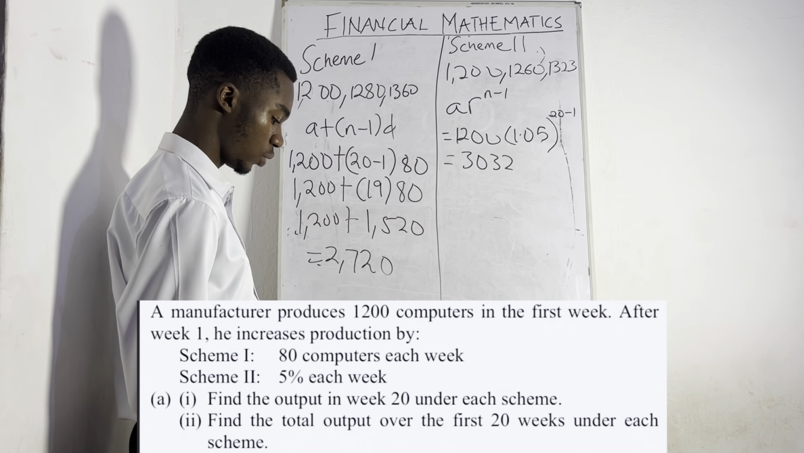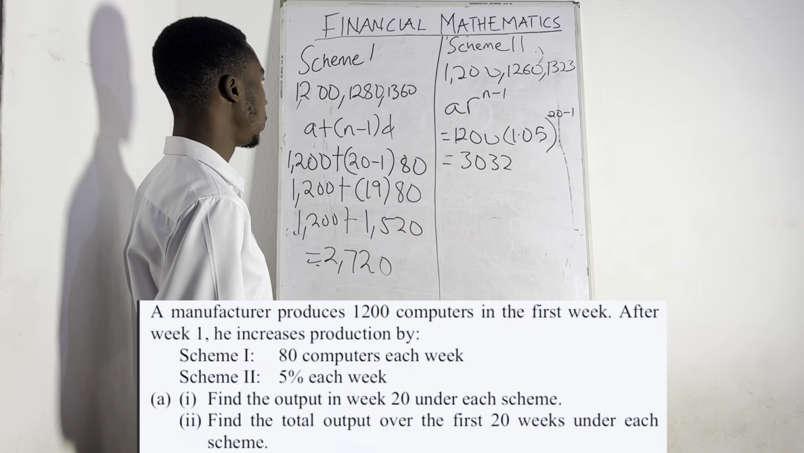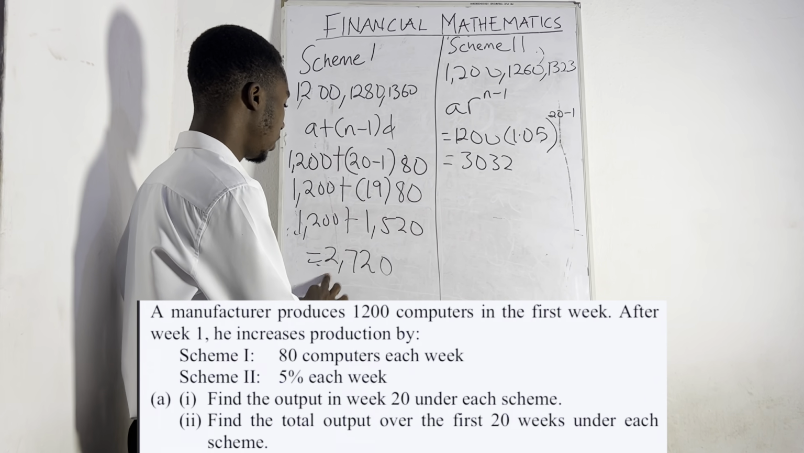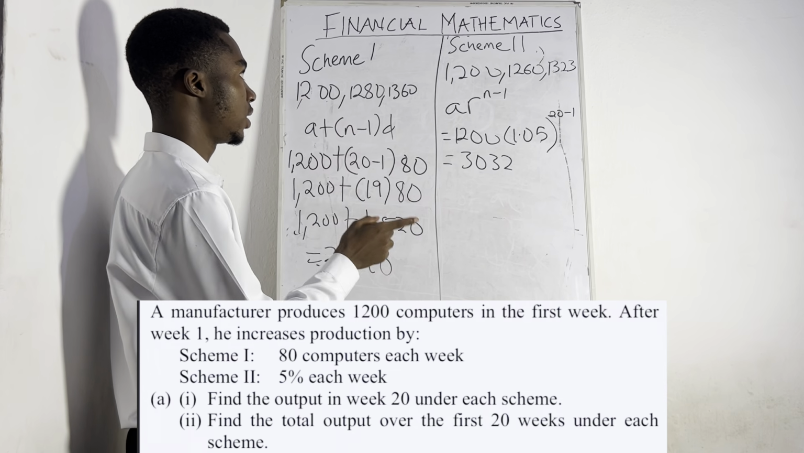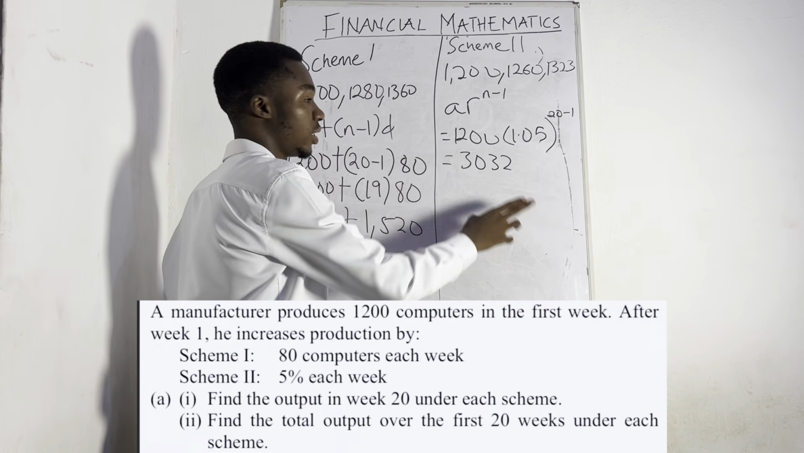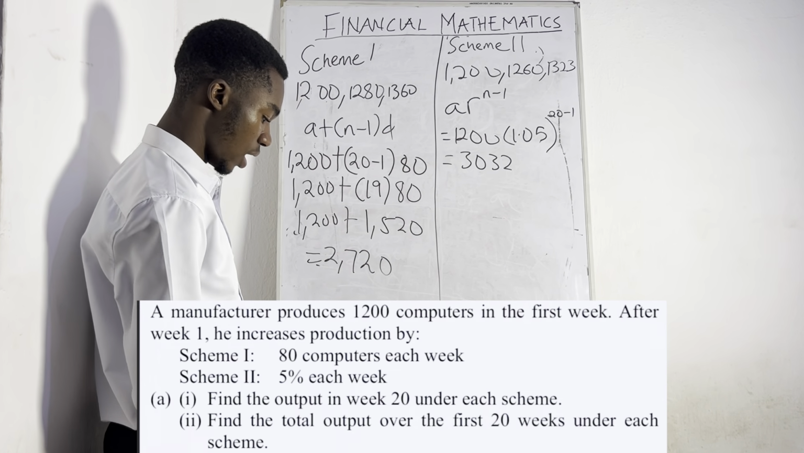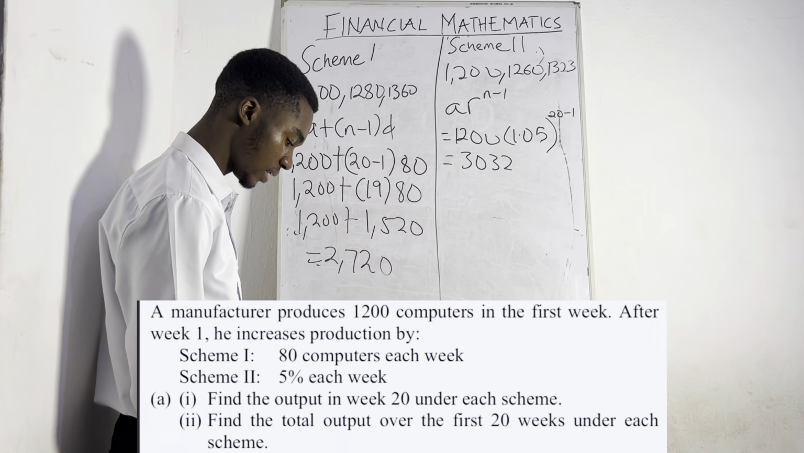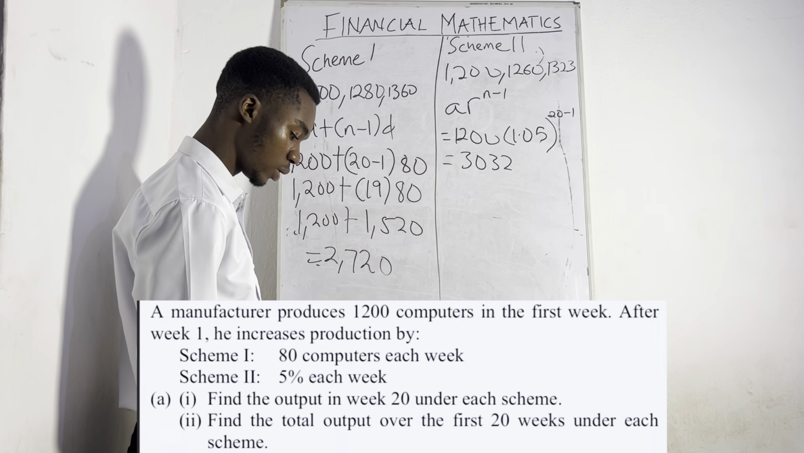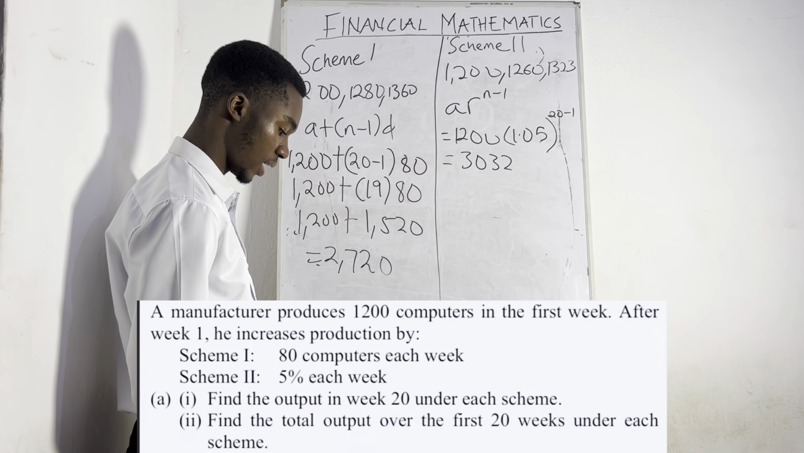Find the output in week 20 under each scheme. So the output in week 20 under scheme 1 is 2720. Then the output in week 20 under scheme 2 is 3032. You get it. Now let's go to II. So II says find the total output over the first 20 weeks under each scheme.